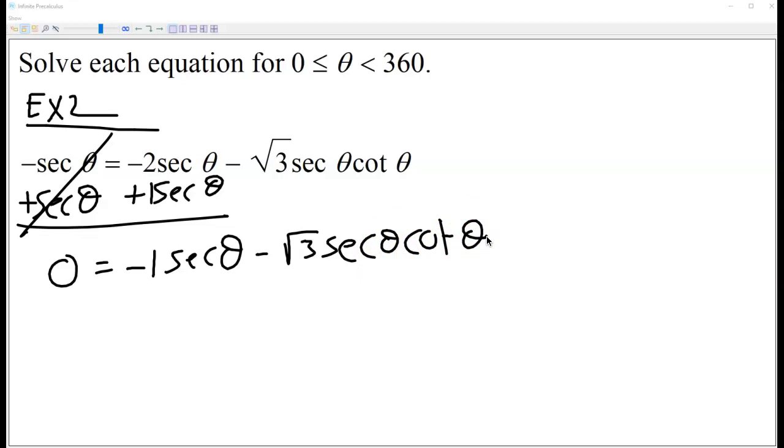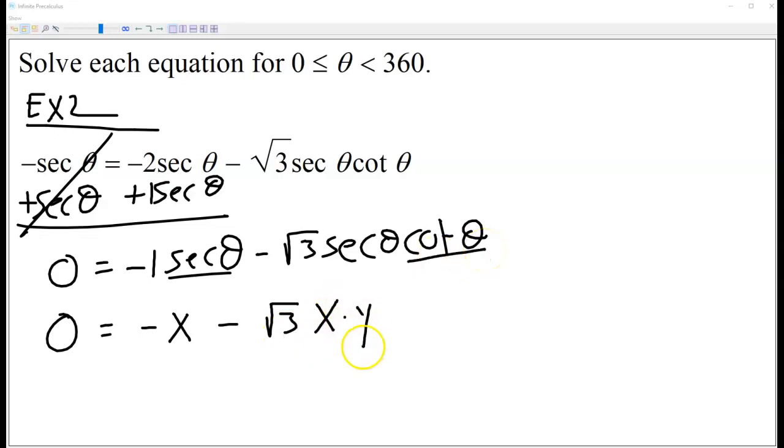All right, and at this point we're going to replace these things with letters. So I'm going to replace the secant with x, and I'm going to replace the cotangent with y, because those are different functions. So I'm going to replace them with different letters. You don't want to make them the same letter, they are different.